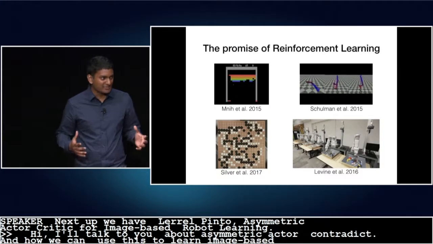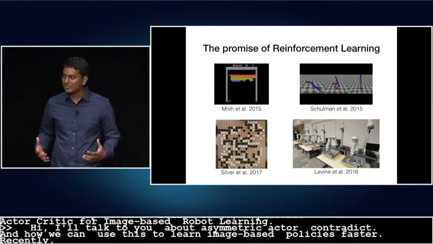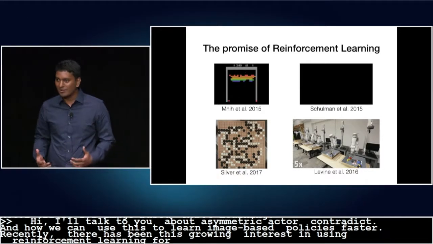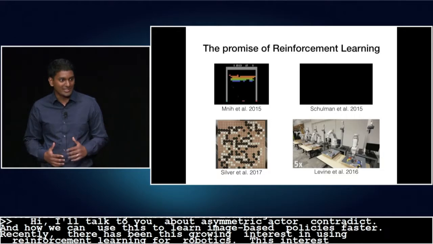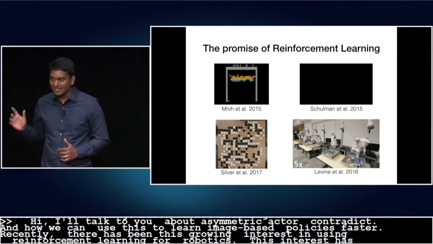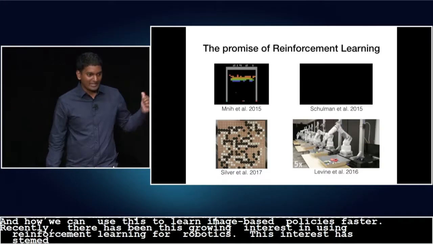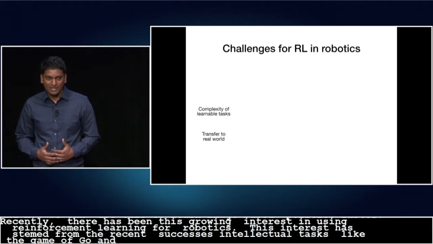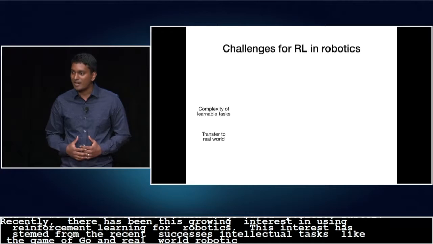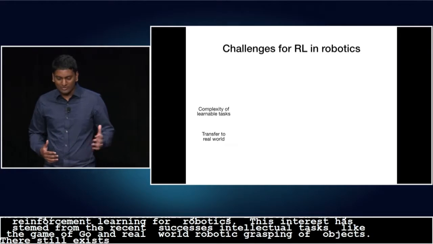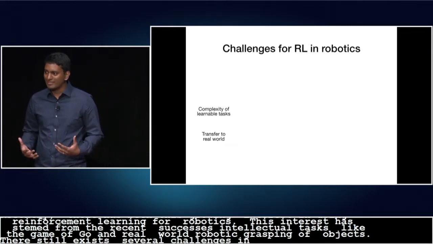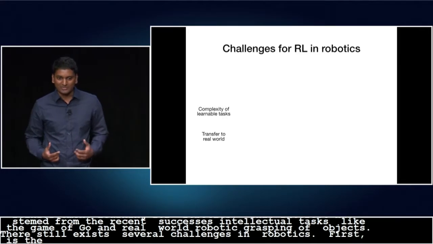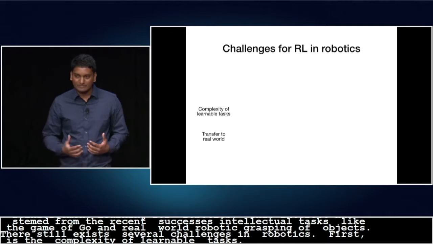So recently, there has been a growing interest in using reinforcement learning for robotics. This interest has stemmed from the recent successes of RL in challenging tasks like the Atari games, the game of Go, and even real-world robotic grasping of objects. But there still exist several challenges for RL in robotics. The first is the complexity of learnable tasks. And the next is how well these RL algorithms transfer into the real world.